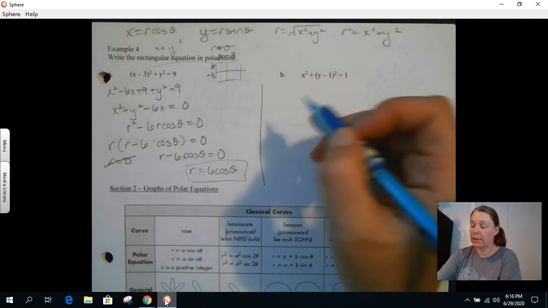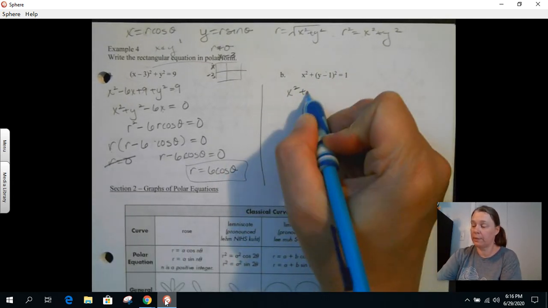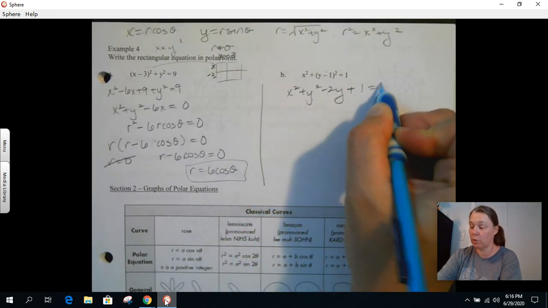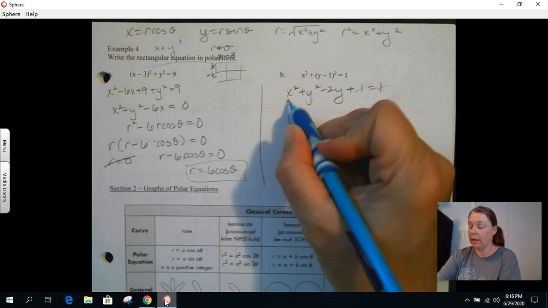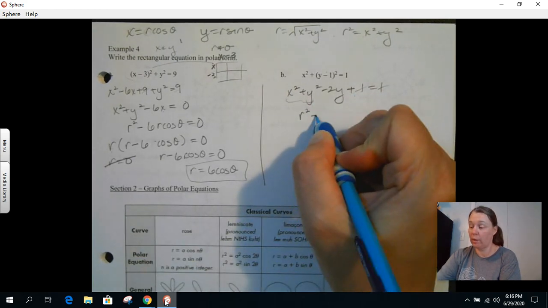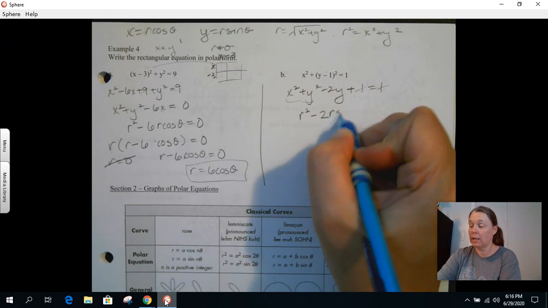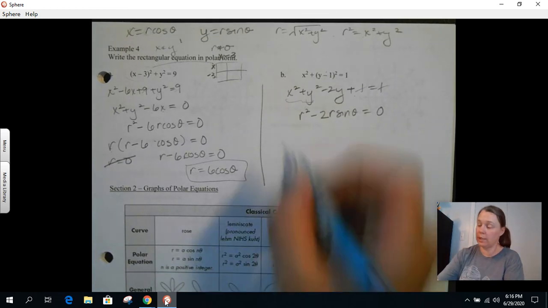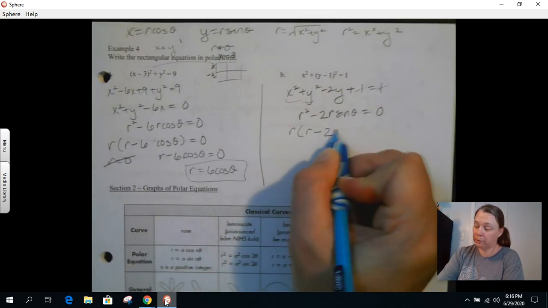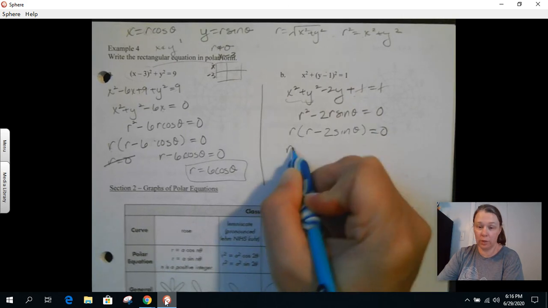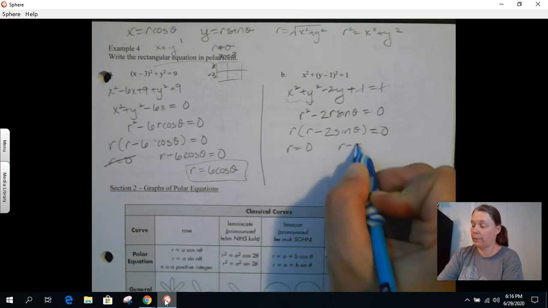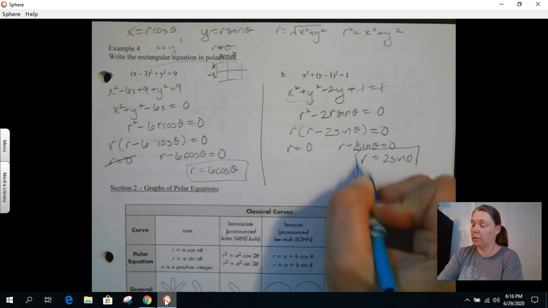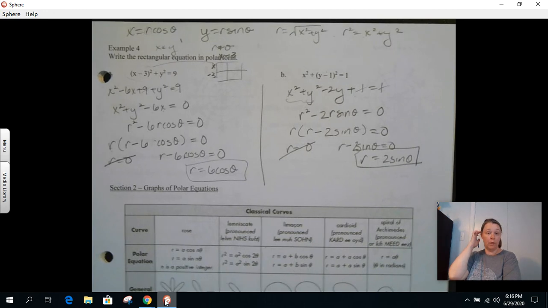All right, one more example, same idea. I would expand this. So I have x squared plus y squared minus 2y plus 1 and then equals 1. The ones cancel. Again, this x squared plus y squared is r squared minus 2 times, now this would be r sine of theta equals 0. And then really it's the same thing as what we just did. I would pull the r out, set my factors equal to 0, and then I would get my solution. Again, we would get rid of that one.